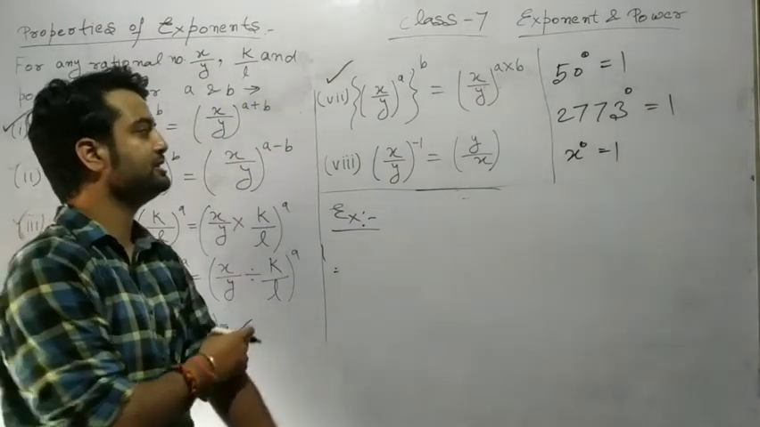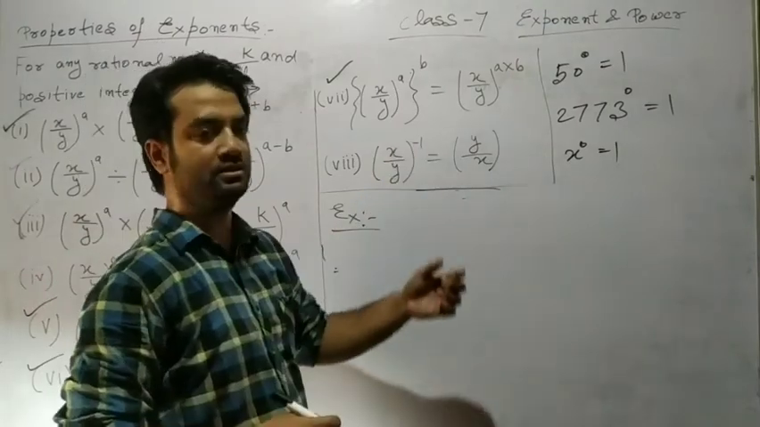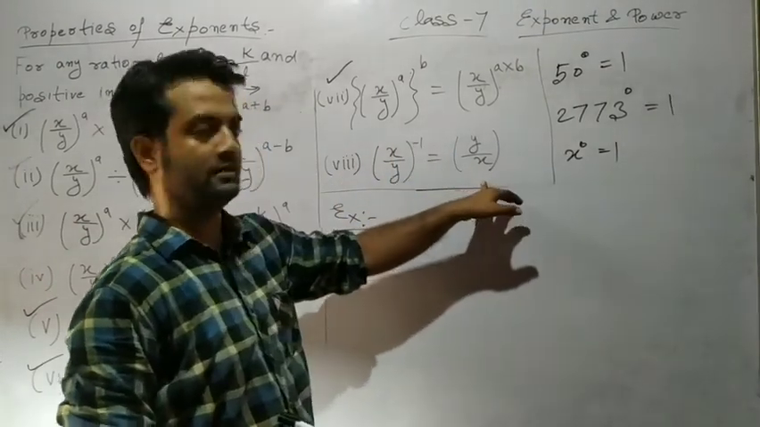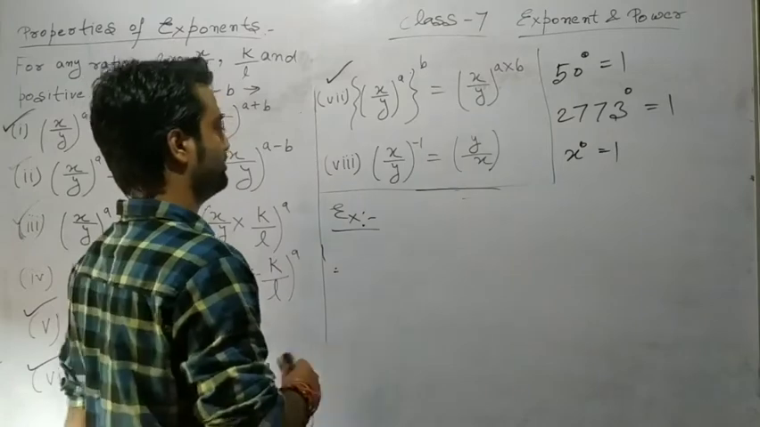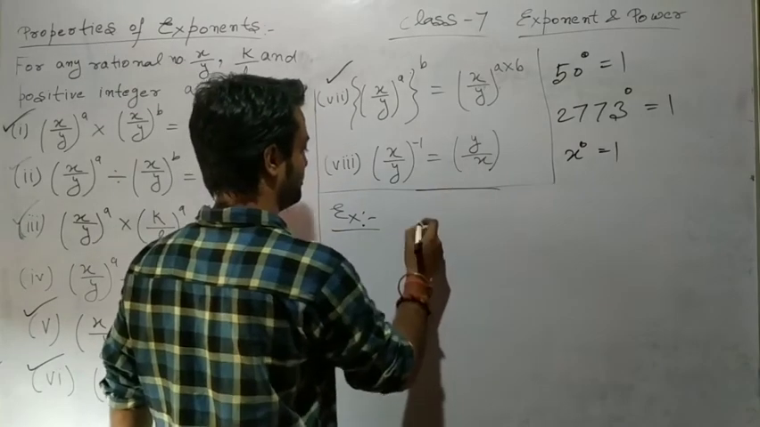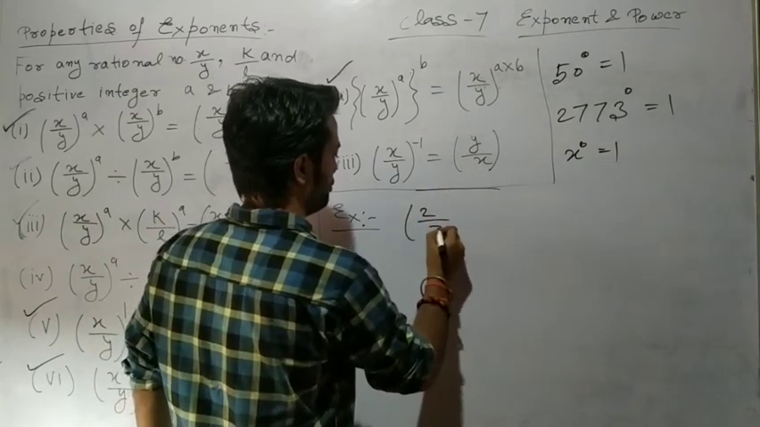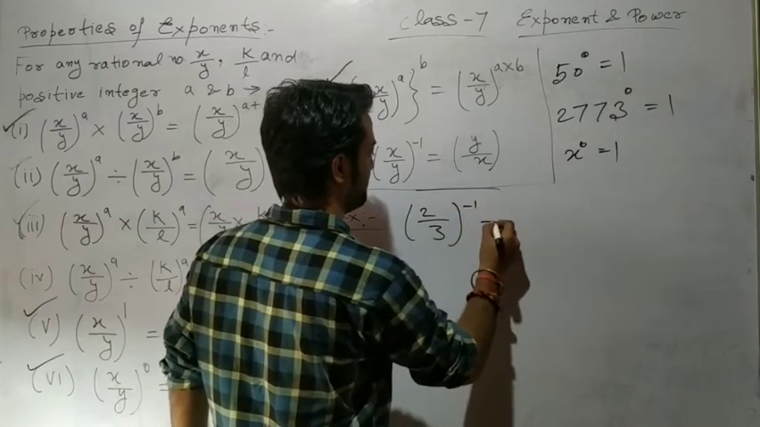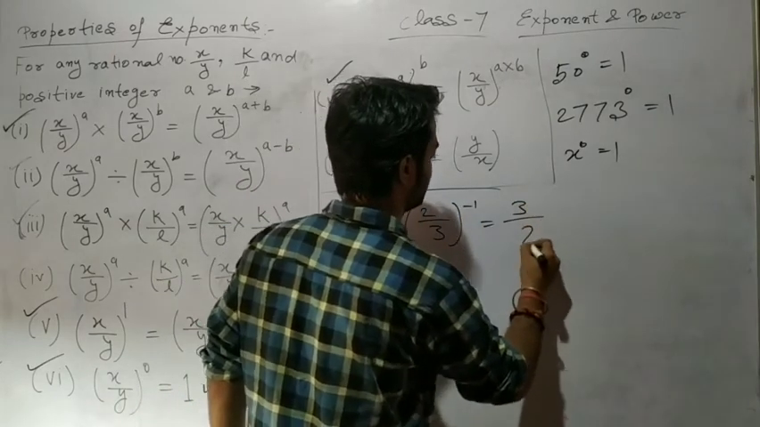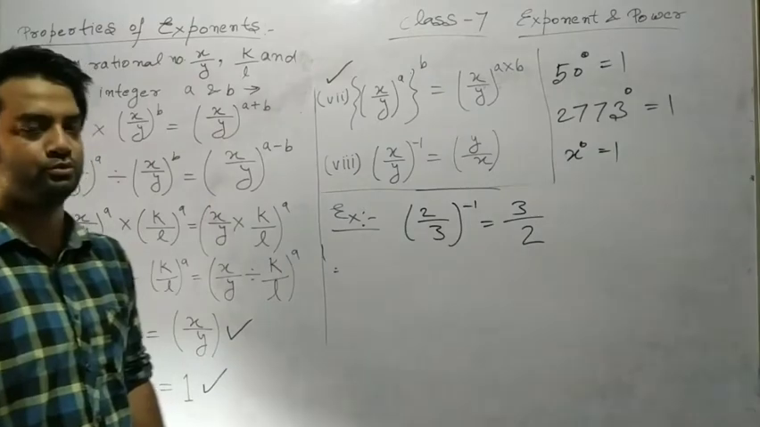If the exponent is negative, that is minus 1, then actually it is its reciprocal. It means that 2 by 3 raised to the power minus 1 is actually 3 by 2. How?